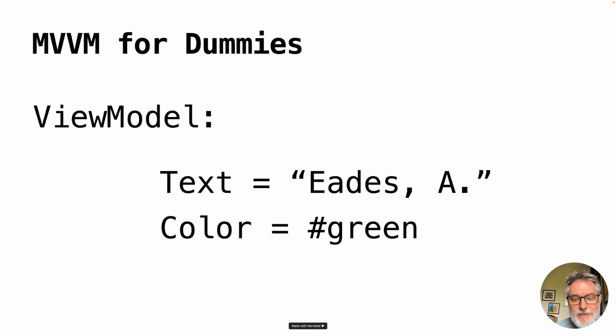do some data processing to process it into Eads, A. So you can imagine there's a function that takes the last name, first name, and takes the initial and creates this piece of text. We want that. That's how we're going to view the name in this example. We're also going to assign it a colour as green.